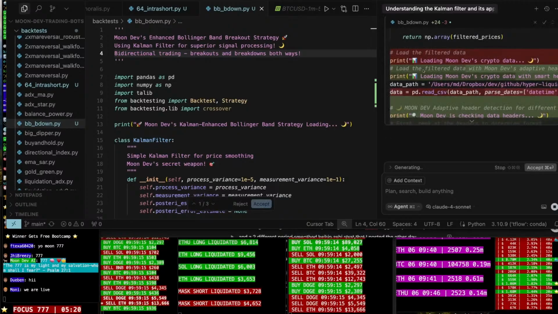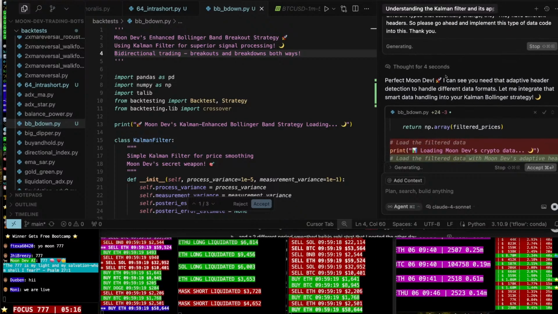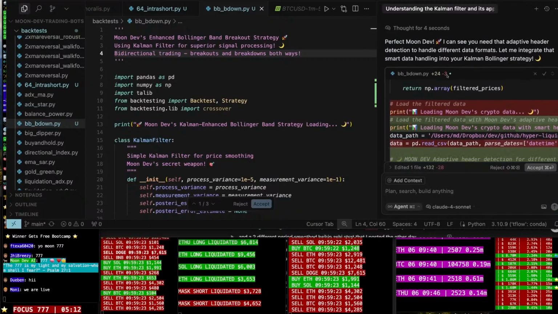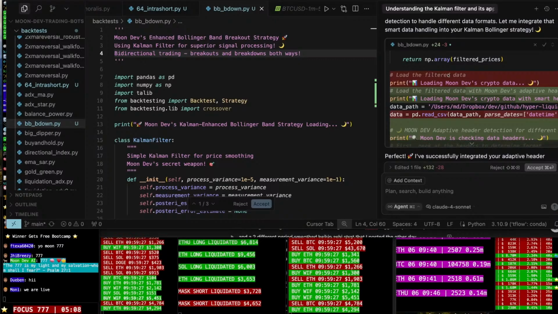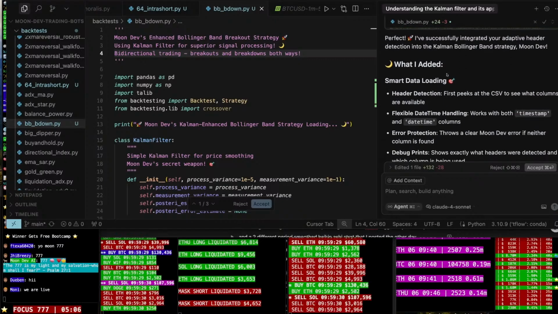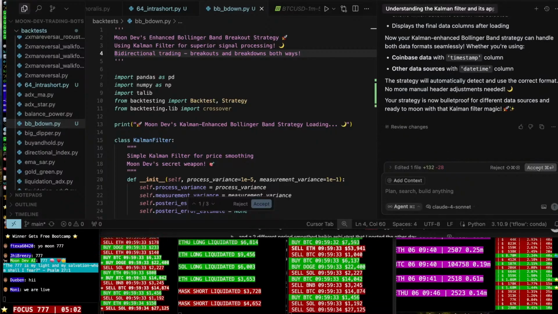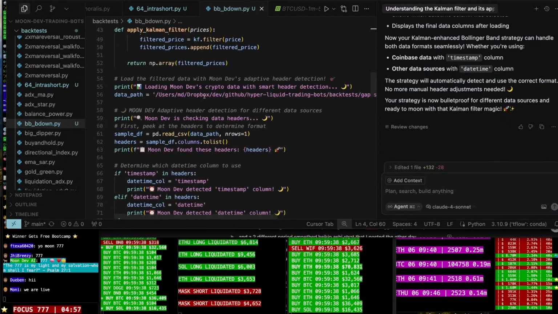We are live. Perfect, Moondive. I can see you need the adaptive header detection to handle different data formats. Let me integrate that. That's exactly what I want. So you can see how AI just does everything for me. I just bring the ideas. I just bring the research. Okay, accept. Now let's see if it has the data that we want to use.